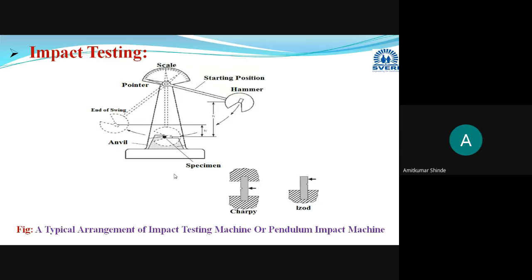Here rapid loading is nothing but an impact: a sudden or fast load will be applied in this test, and we are going to determine its toughness. Indirectly we are going to determine its toughness, or you can say the impact resistance of that material.